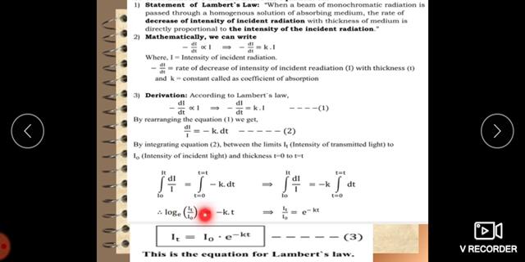Log to the base e of It upon I0 is equal to minus kt. We can further solve it: It upon I0 is equal to e raised to minus kt, so It is equal to I0 into e raised to minus kt. This is the equation for Lambert's law.